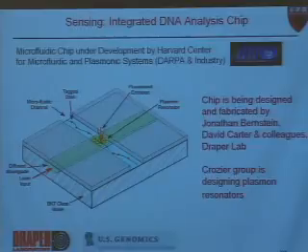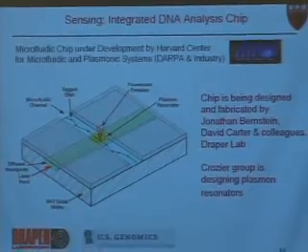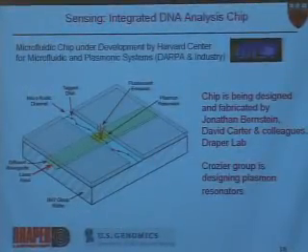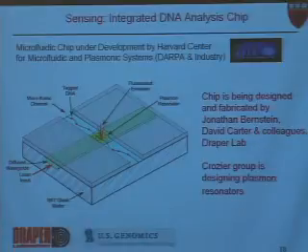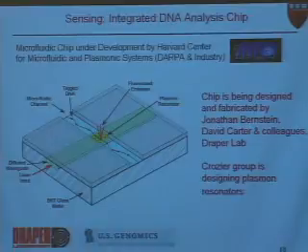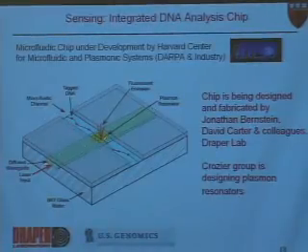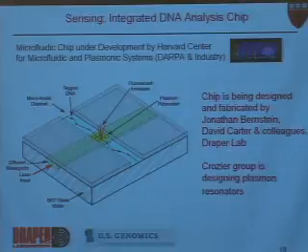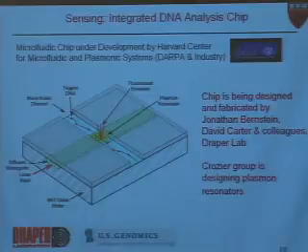So in the theme of sensing, my group is working under a center that we have at Harvard, funded by DARPA and industry, called the Harvard Center for Microfluidic and Plasmonic Systems. And we're working on an integrated DNA analysis chip that combines microfluidics with dielectric waveguides and with plasmon resonators, or optical antennas. And this chip is being designed and fabricated at Draper Lab, and my group is working on the design of the plasmon resonator structures, or optical antennas.